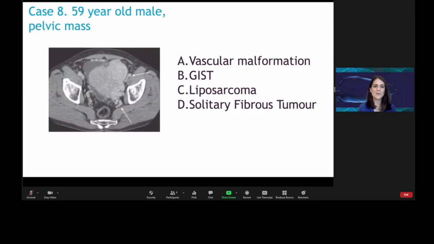Okay, case number 8. 59-year-old male with a pelvic mass. If you've seen one of these before, you might recognise it again. Have a go. Do you think this is an AVM, a GIST, a liposarcoma, or a solitary fibrous tumour? What I'm directing you at with the arrows here is some very, very chunky feeding vessels. I think this is a tricky case, and again, I don't expect you to get all of these right. This is really just to have some fun and learn as we go.